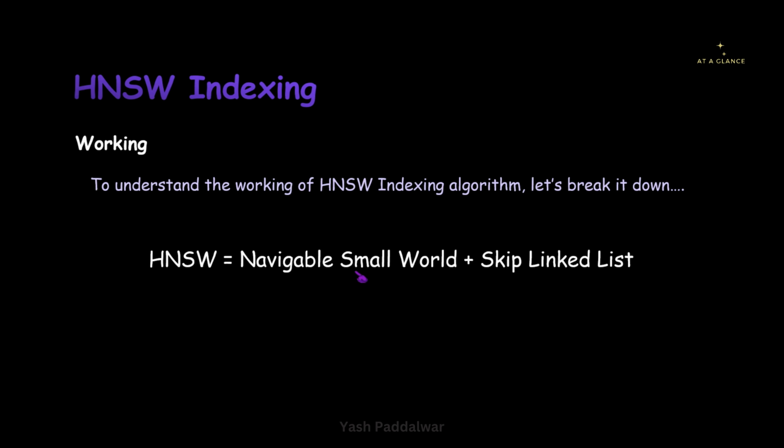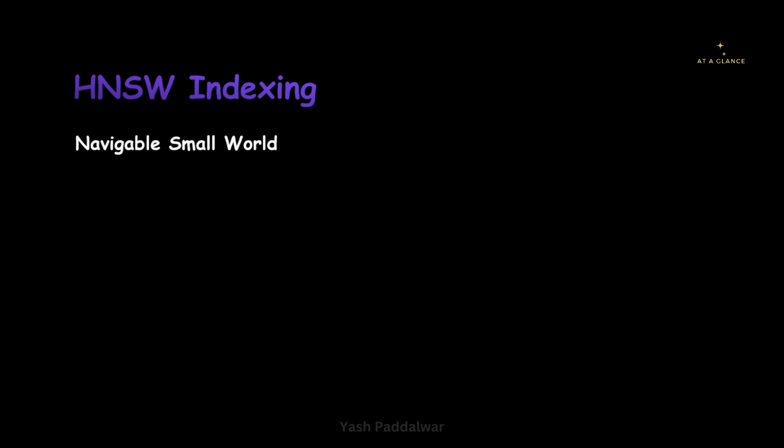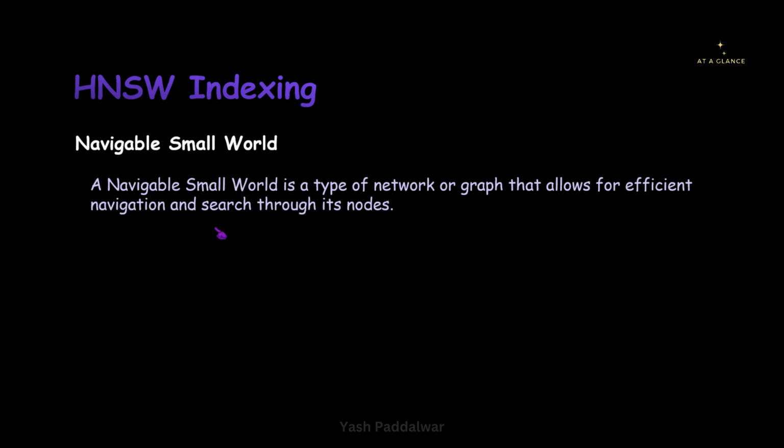So let's see the navigable small world first. Let's first have a look at the definition. A navigable small world is a type of network. It is a graph that allows for efficient navigation and search through its nodes. You can think of it like a graph in data structures where we have nodes and we have connections between those nodes.